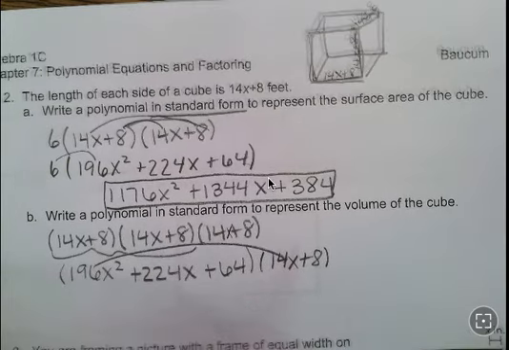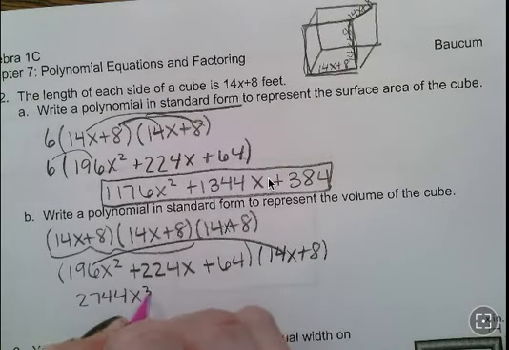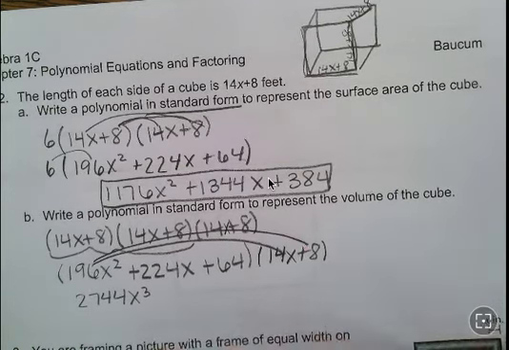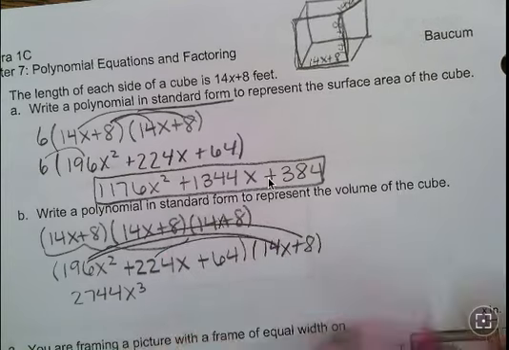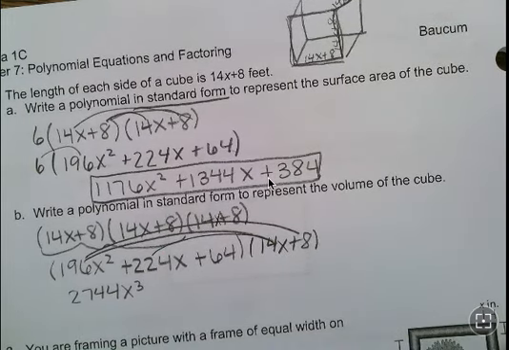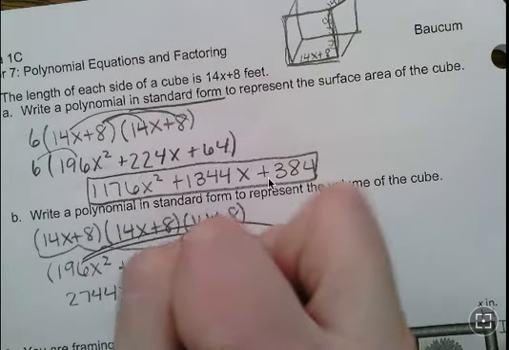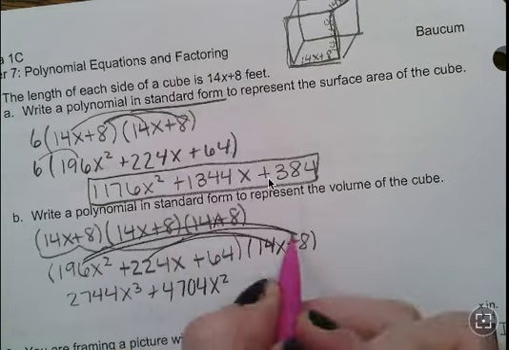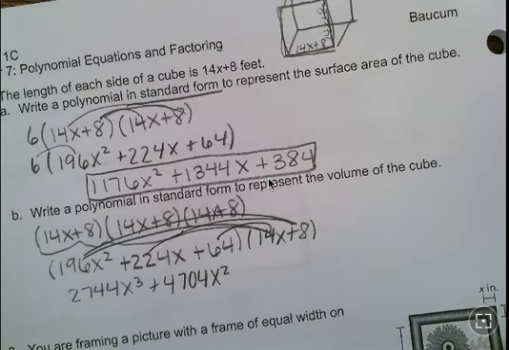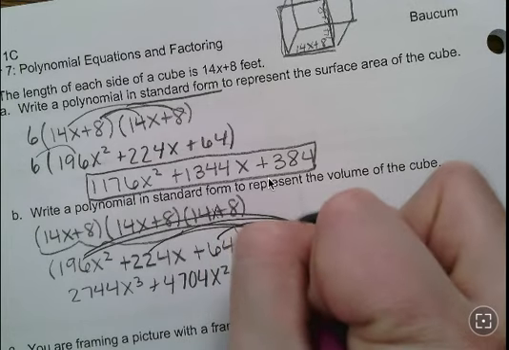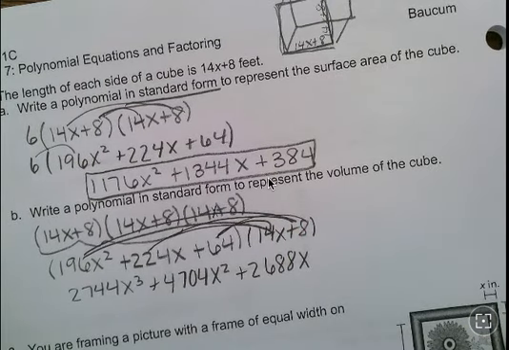Okay, so here we go. 196 times 14 is 2,744x cubed. And then 196x squared, so 196 times 8 is 1568, but then we also need to add 224 times 14. So when we do that, you get 4,704x squared. And then 224 times 8 is 1792, but then you also add 64 times 14, and you get 2,688x, and then 64 times 8 is 512.